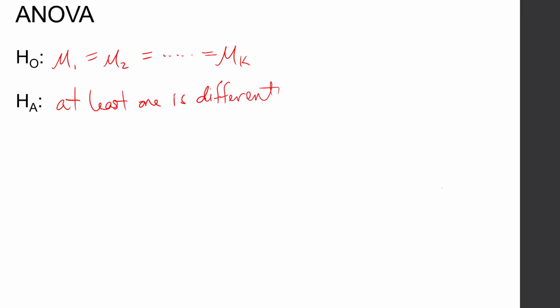The null hypothesis in ANOVA is that the means are all equal: mu1 equals mu2 equals ... equals mu k, for however many groups or populations you're comparing. The alternative hypothesis is that at least one of these is different. Notice we can't specify a direction of how they're different. That's because this null hypothesis is called a compound null hypothesis. It's multi-directional; there are many ways that it can be different. So the alternative is always just that at least one is different.